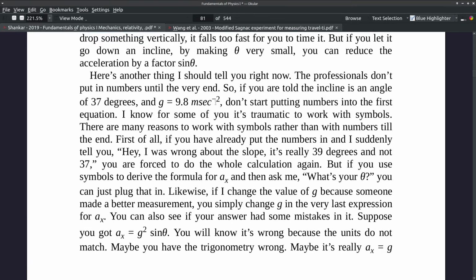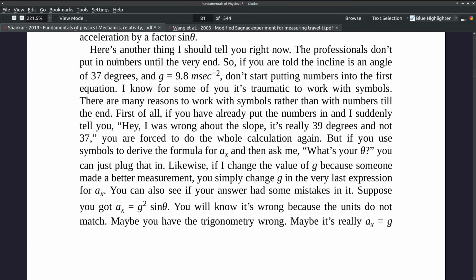Here's another thing I should tell you right now. The professionals don't put in numbers until the very end. So if you're told the incline is at an angle of 37 degrees and g equals 9.8 meters per second squared, don't start putting numbers into the first equation. I know for some of you it's traumatic to work with symbols. There are many reasons to work with symbols rather than with numbers till the end.